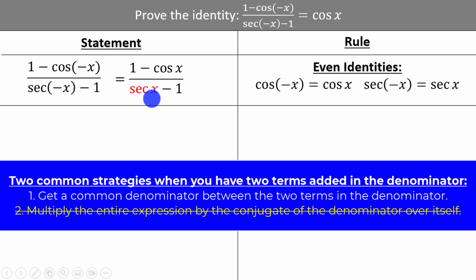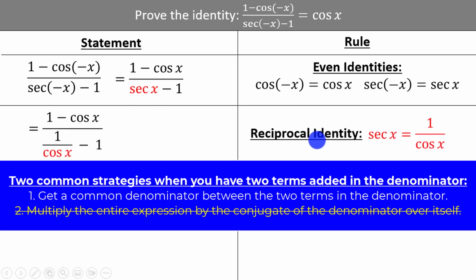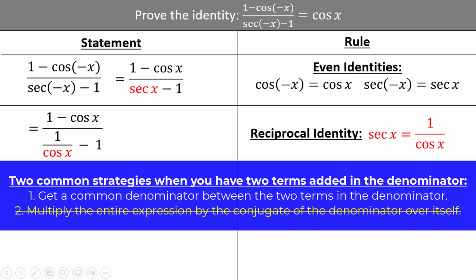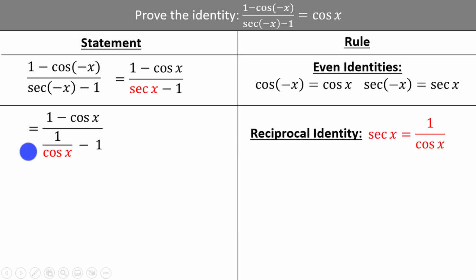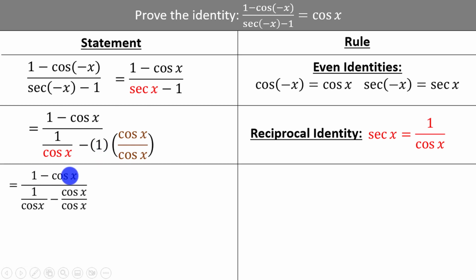Let's first change secant to 1 over cosine using the reciprocal identity. Then we want to get a common denominator between the terms in the denominator, so we want to have a cosine in the denominator of our second term. Let's multiply by cosine over cosine. We will get 1 minus cosine over 1 over cosine minus cosine over cosine.